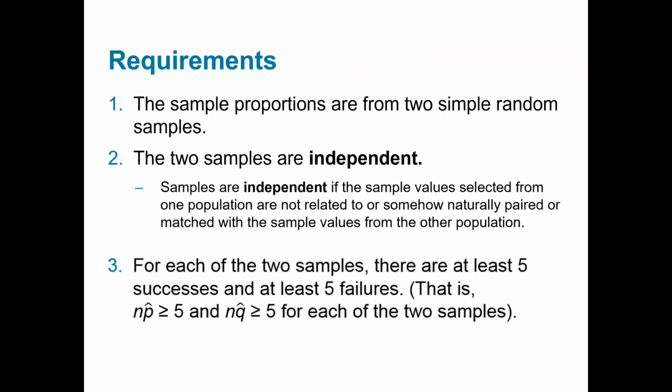So what we're talking about here is two samples that are independent. So samples are independent if the sample values selected from one population are not related to or naturally paired with the sample values from the other population, and that they're simple random, and that they abide by at least 5 successes and at least 5 failures.